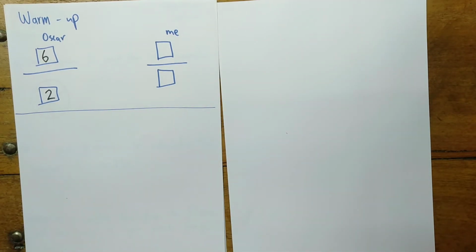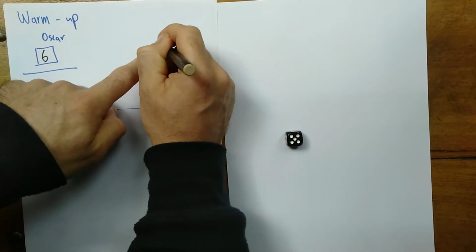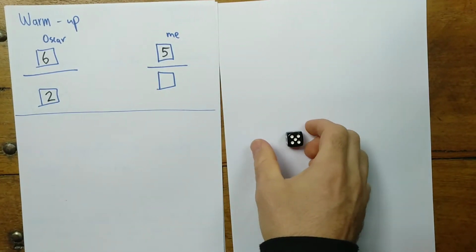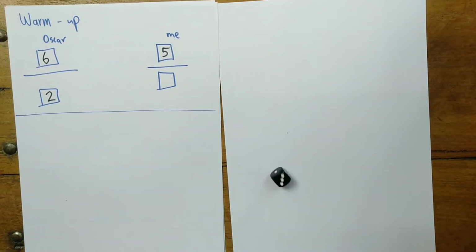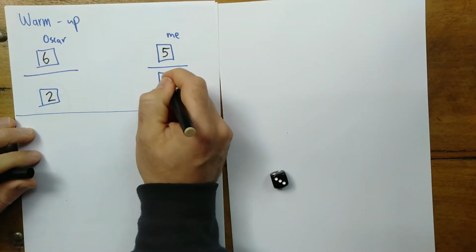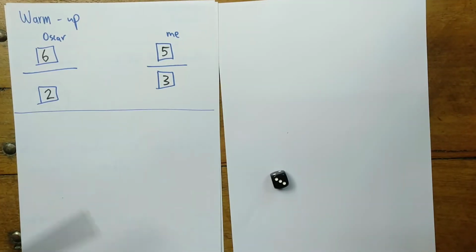Now I'm going to have a go at the same task. I got a 5. And I'm going to choose to put it on the top. And a 3. So the question is now, which of these 2 is bigger? 6 over 2, 5 over 3. You might be able to do that, viewer, just by looking at them. But for now, I will just say that 6 over 2 is bigger, so you win that round, Oscar. We're going to play one more time.